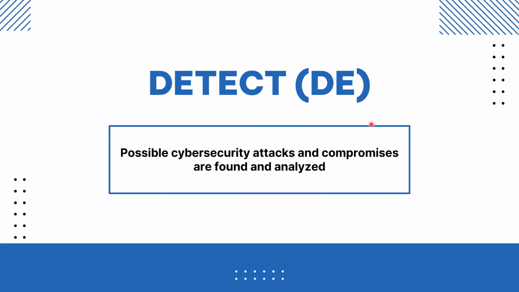Up next, we have the detect function. The detect function focuses on identifying or spotting all the possible cybersecurity attacks or compromises within the organization. It helps us to identify and analyze any unusual activities or any signs of cybersecurity attack in advance. By detecting these anomalies early, we can respond quickly and effectively so that we minimize the impact of these incidents or any anomalous events.